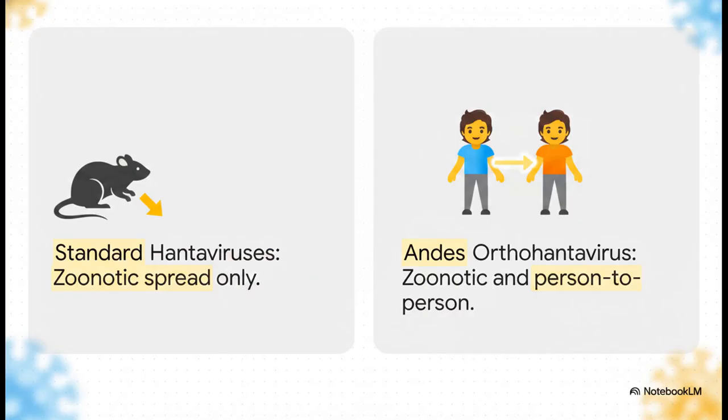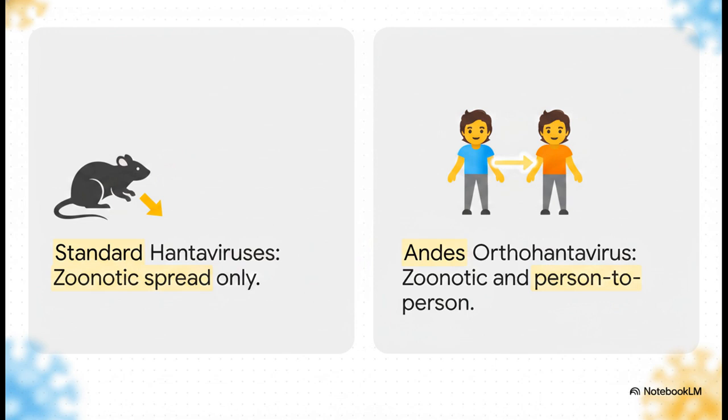Now, here's the real game changer. This is where it completely breaks the rules. While your standard hantaviruses, like the ones causing hemorrhagic fever with renal syndrome here in Europe, are strictly zoonotic, Andes Orthohantavirus is the literal only member of its family proven to spread directly from person to person. Sustained generational transmission isn't just some hypothetical scenario here.